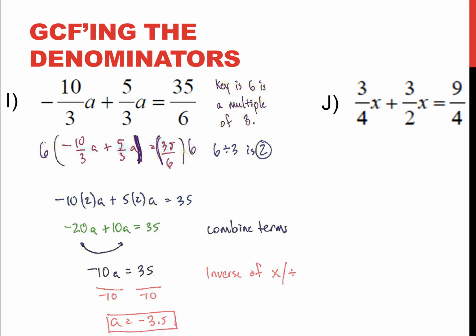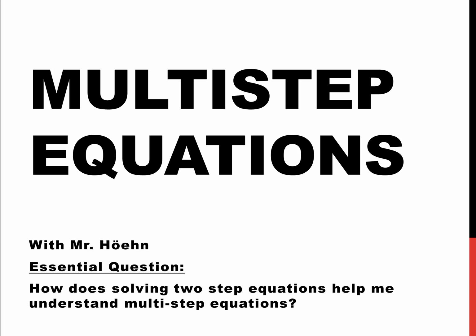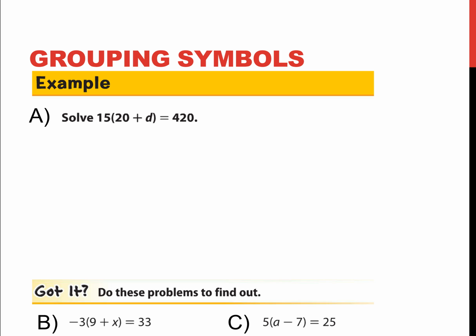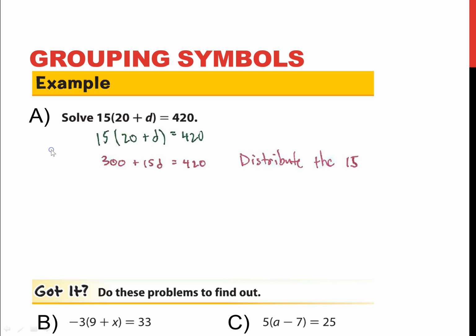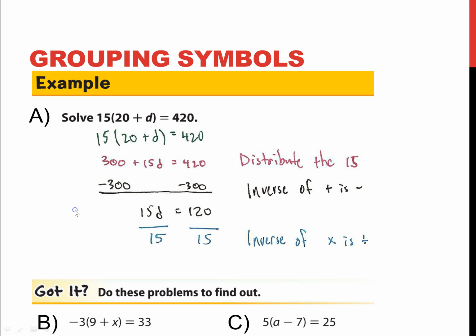And we're back. Okay, cool. So now let's do some multi-step equations. So how does solving 2-step equations help me understand multi-step equations? All right, let's dive in. So the multiple step here is distribution. I'm going to rewrite the problem and then distribute the 15. So 15 times 20 is 300, and 15 times d is 15d. Perfect. Inverse of addition is subtraction. Inverse of multiplication is division. D is equal to 8.